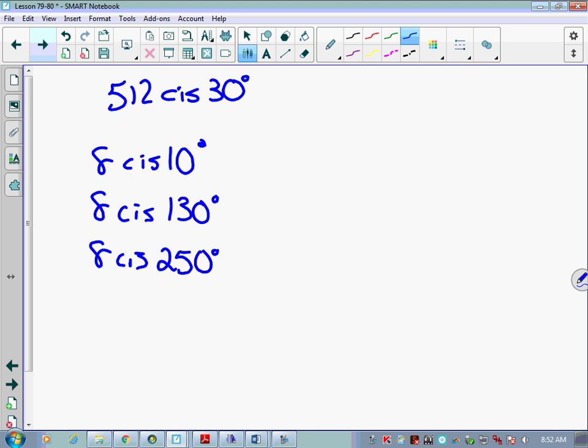Those ones are easy. Yeah, if I had to convert these to rectangular coordinates, so once we have to factor, I will figure it out.